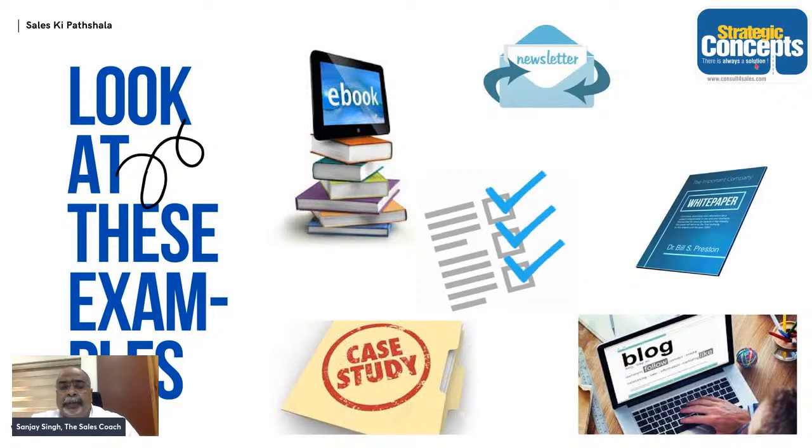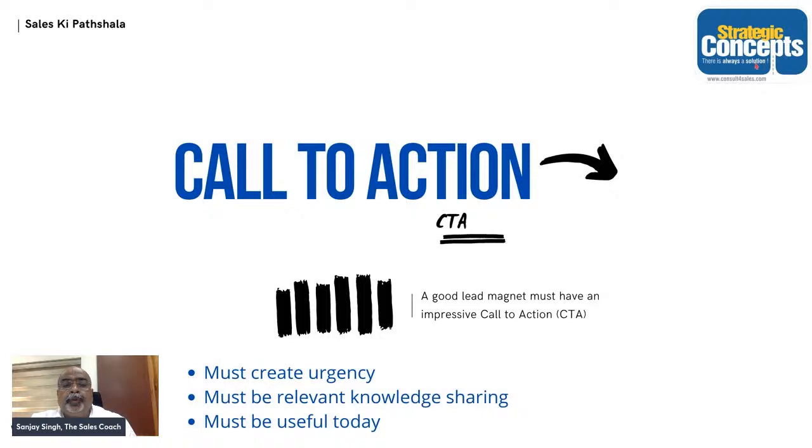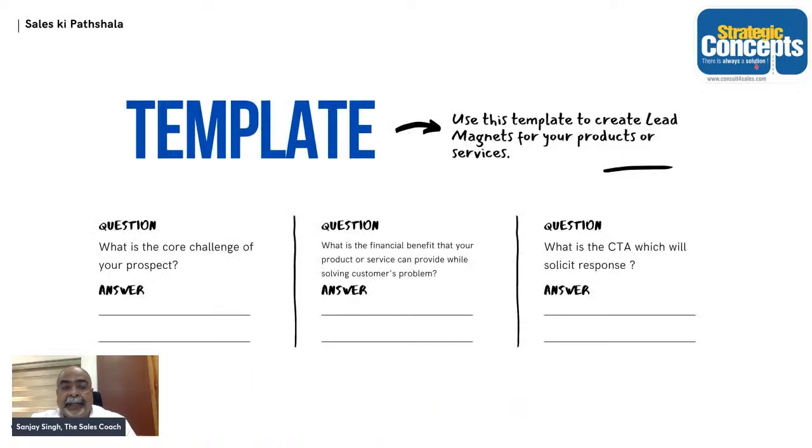So some of the popular ways of call to action is an ebook. There are some people who say, please click here, download the ebook. Please click here, download a white paper, a case study, a blog, a checklist, a newsletter. So these are all different methods which you use in your call to action to create urgency and to be relevant for the customer. Correct?